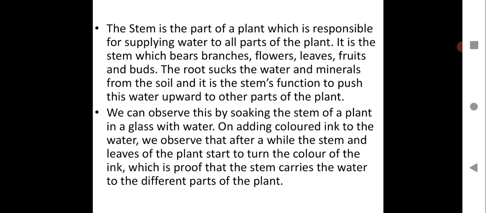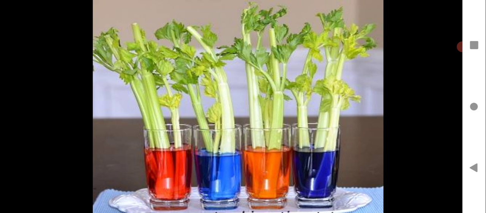Here, this will give you a clearer idea. You will see this diagram. You can see the colorful water here, colorful water and the stem, and after a few days you will see the leaves and the stem will acquire that color. That means the water is being transported, and the leaves and the stem of these plants will get that color because water is being transported by the stem.